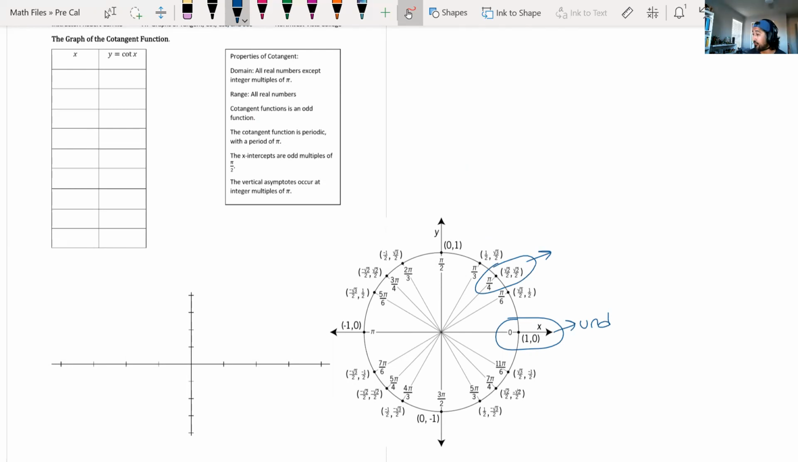What would the cotangent of pi over 4 be? 1. And then we go to pi over 2. We don't care about pi over 3. And what would the cotangent of pi over 2 be? 0. Don't care about 2 pi over 3. So we go to 3 pi over 4, and the cotangent of 3 pi over 4 would be -1. And then we come to pi, where we're going to get undefined.